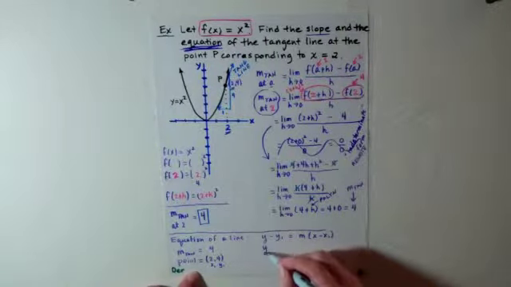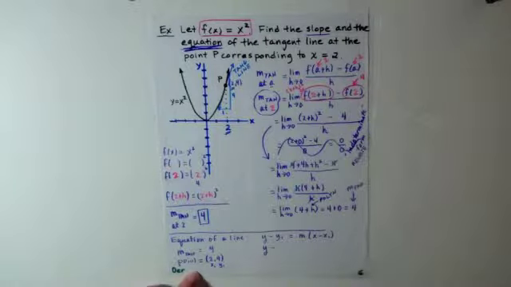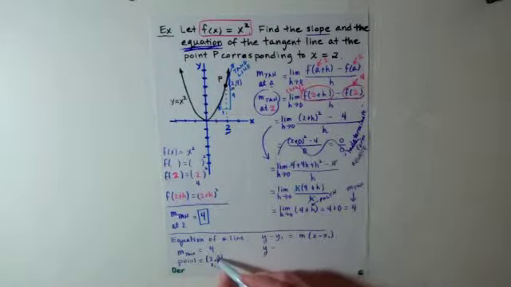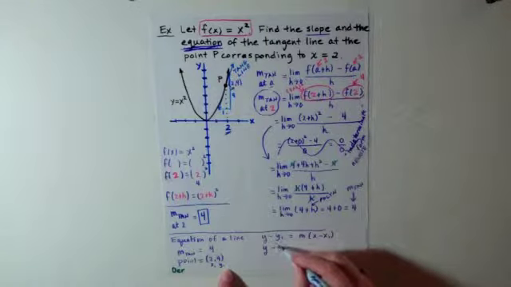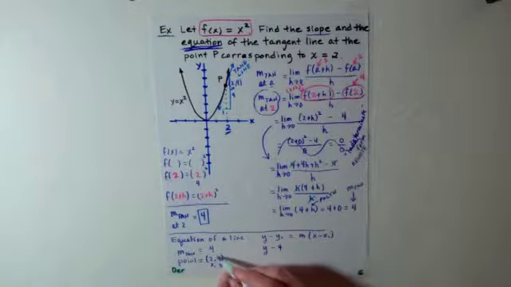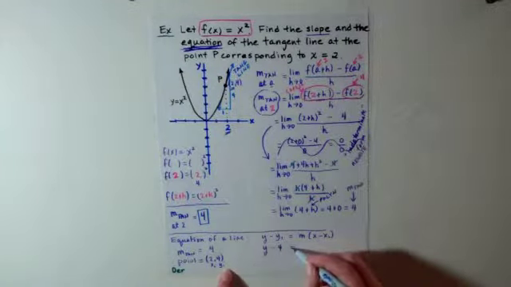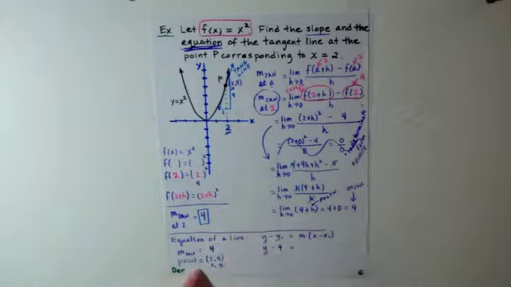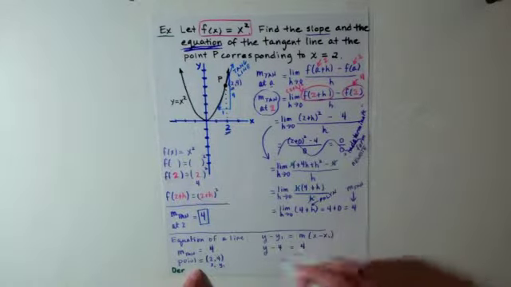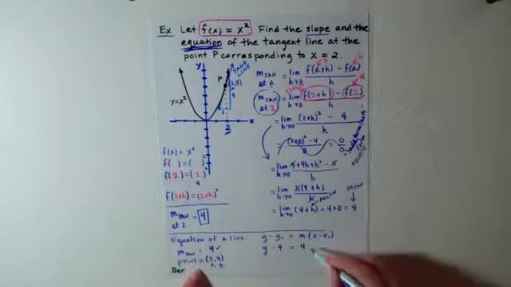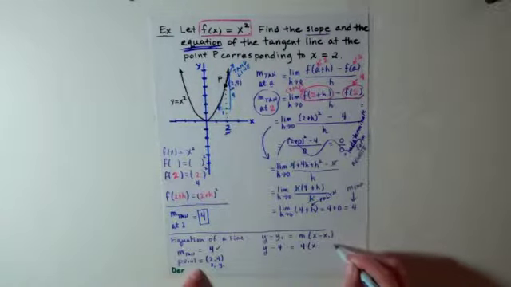So let's go ahead and plug in. I'm going to do y minus y1. That's just y minus the y coordinate of my point. So y minus this 4 is equal to the slope, which also happened to be the number 4. So that's this slope right here, times x minus the x coordinate of my point, so x minus 2.